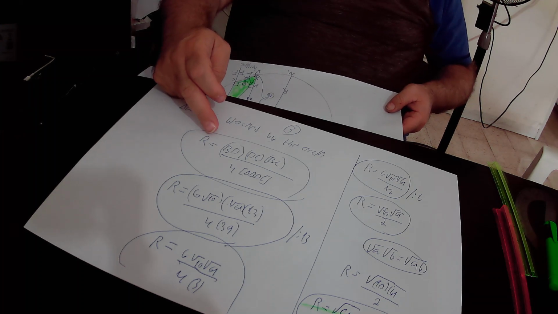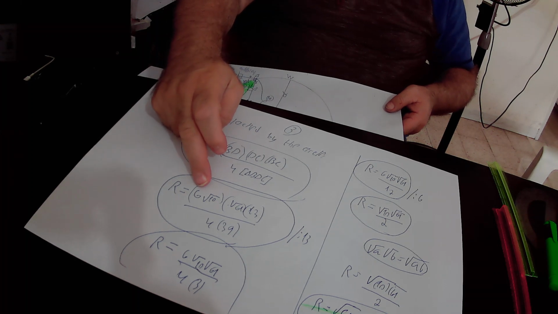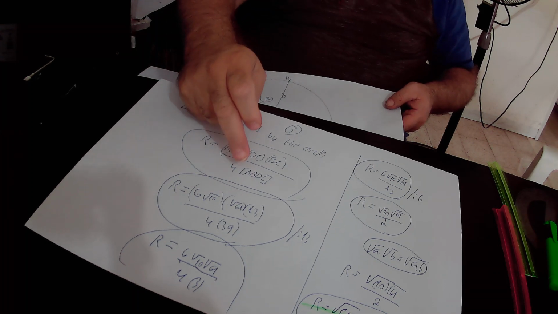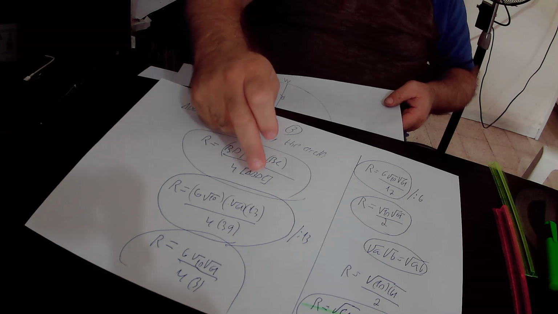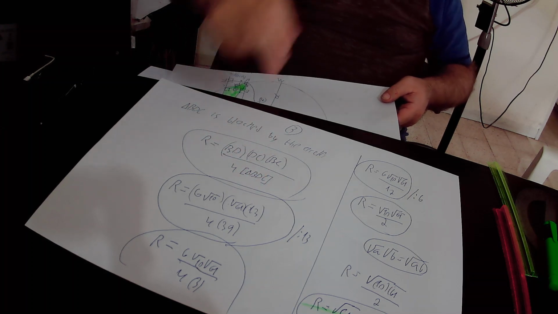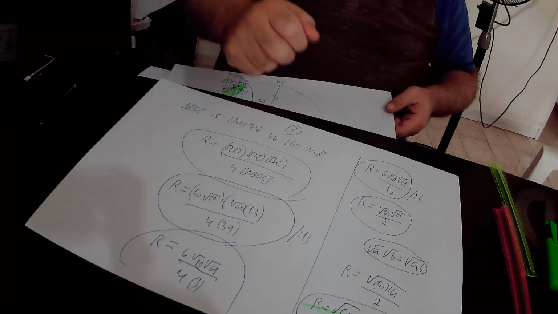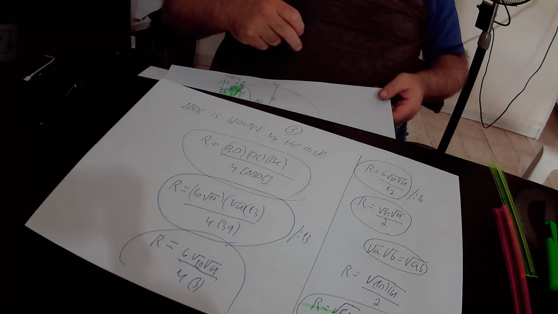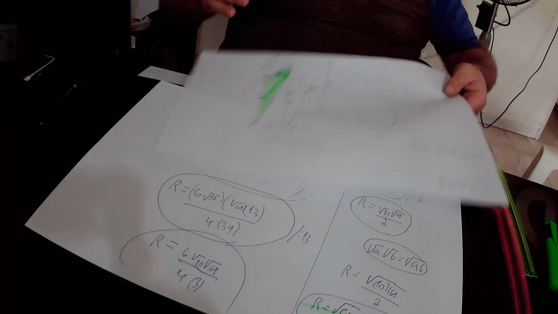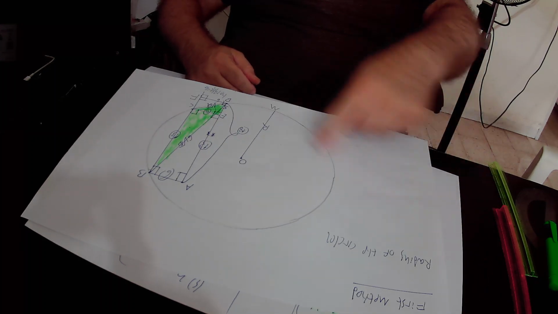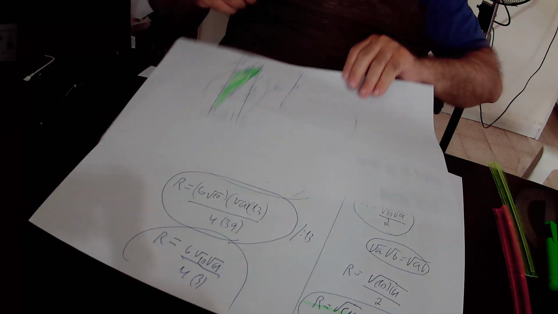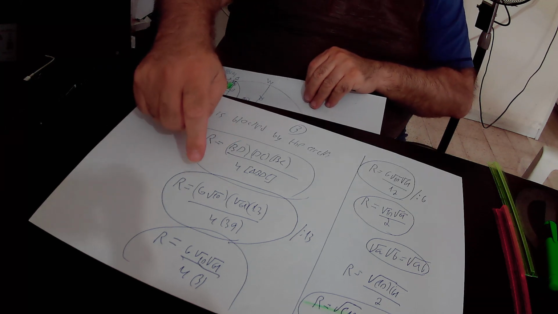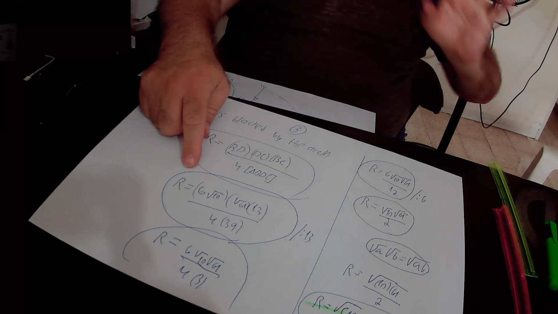BD equals 6 times square root of 10 units. DC equals the square root of 61 units, and BC equals 13 units. Over 4 times the area of triangle BDC. We already found that the area of triangle BDC equals 39 square units. So that is actually the answer to our question. We were asked to find the radius of this circle, and the radius of this circle, capital R, equals this expression.